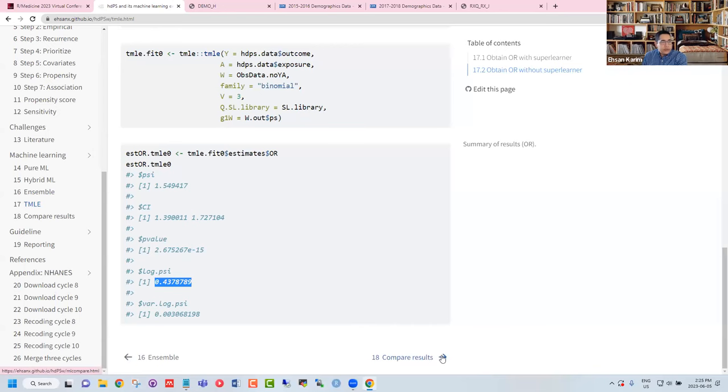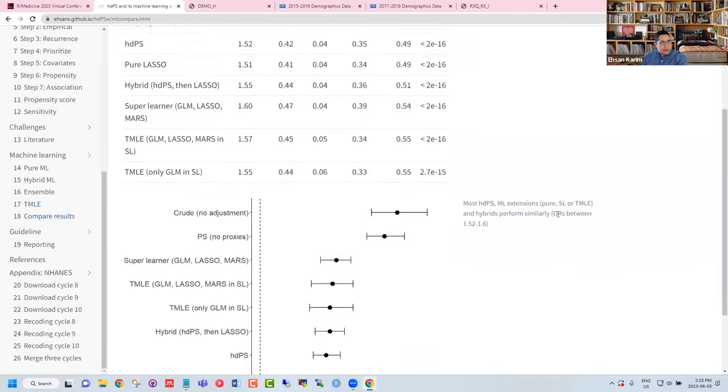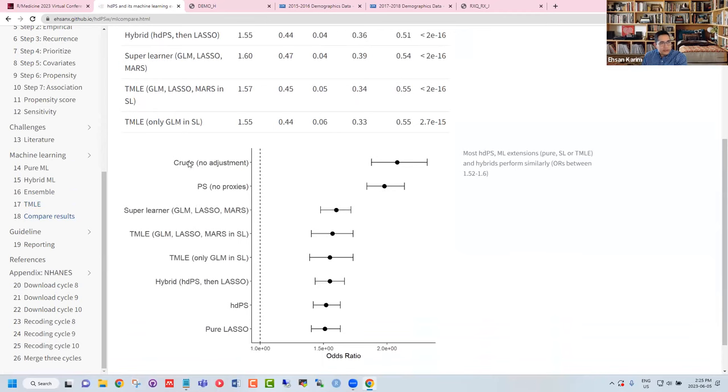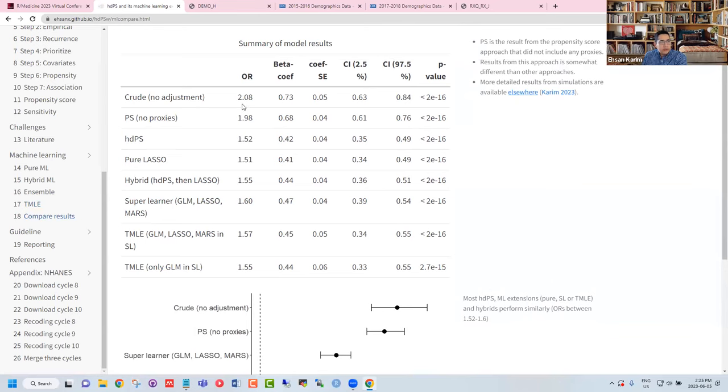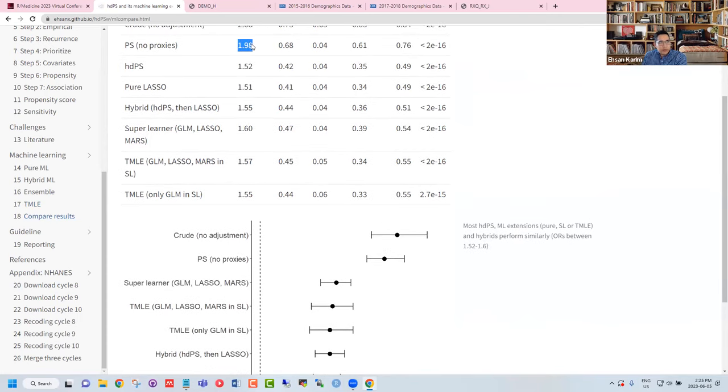And this is the log odds ratio, and the log odds ratio that you are getting is 0.43. So out of all of the estimates that we have compared so far, this is a picture where you can see the crude adjustment is showing an odds ratio of 2. So the log odds ratio is 0.73 and the odds ratio is 2. And the regular propensity score is associated with 1.98, right? So the crude and the regular propensity score estimates were somewhat close, 2 and 1.98.